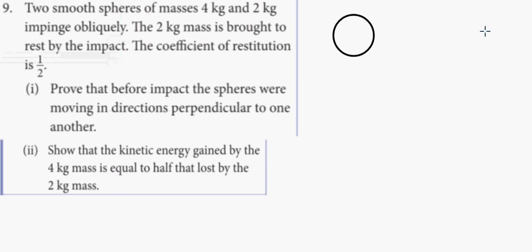4 and 2 are brought together. Okay, lads. Kilogram go. Impinge obliquely. The 2 kilogram mass is brought to rest by the impact when the coefficient of restitution is enhanced. Brought to rest. Alright. Only one way that's getting brought to rest.